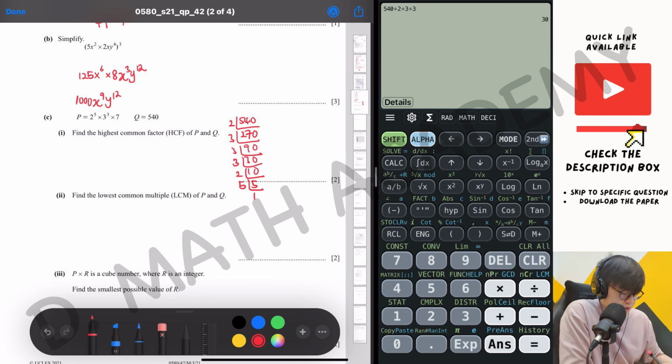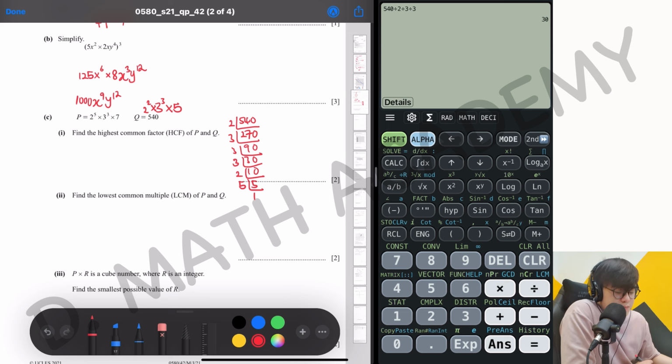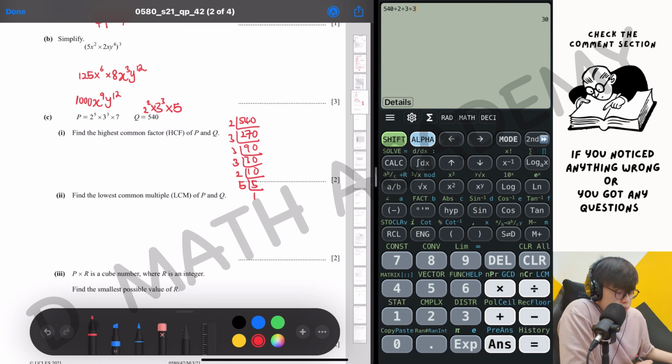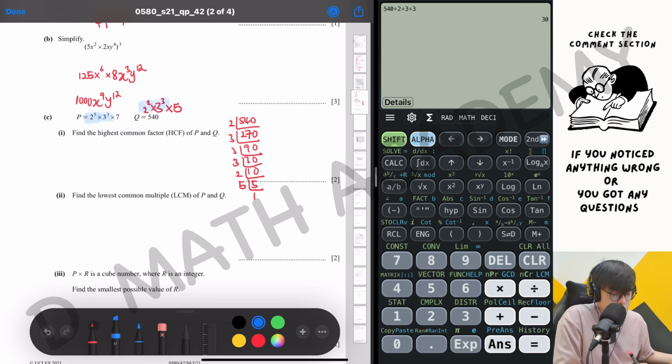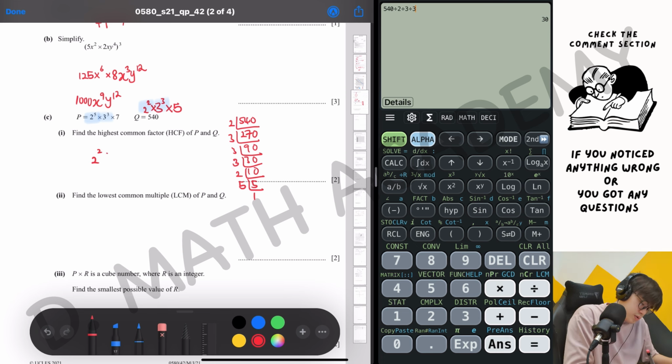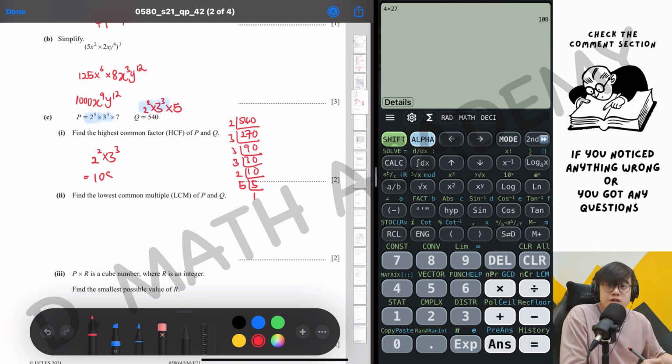So it will be written as 2 to the power of 2 times 3 to the power of 3 times 5. So the HCF is basically analyzing the smallest power here. So it will be 2 to the power of 2 times 3 to the power of 3. Those that are not repeating will not be considered. Those that are repeating, only take the smaller power one. That's why your answer is 108 here.